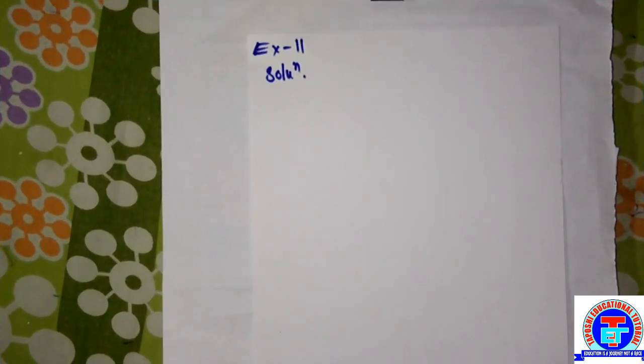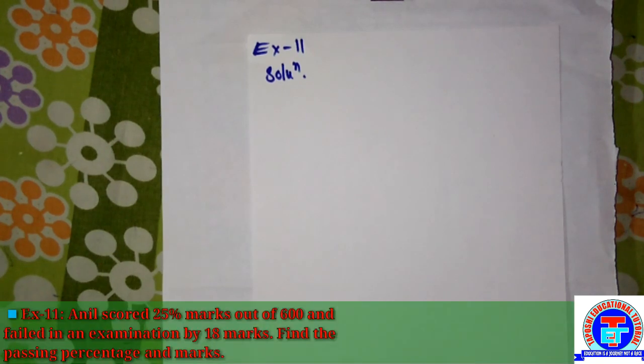Now my dear student, another problem, number 11, regarding this percentage chapter. Here Anil scored 25% marks out of 600 and failed in an examination by 18 marks. Find the passing percentage and marks, right? So student, my suggestion, you read this math twice at a time. Okay, then you solve this math. So I try to solve this math.